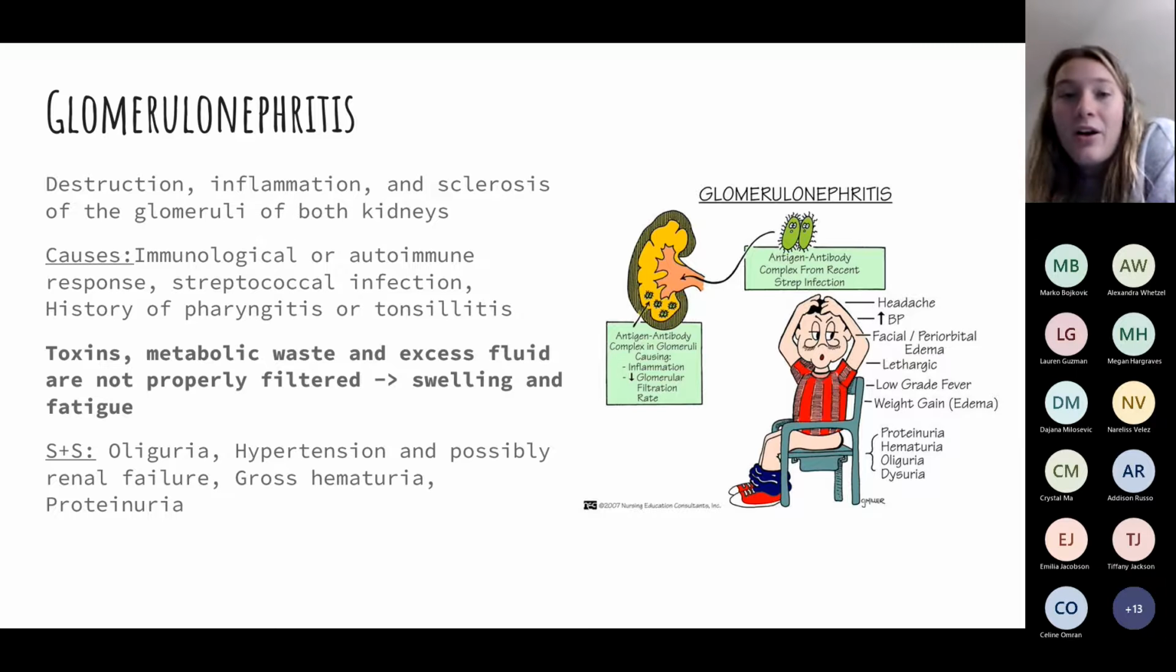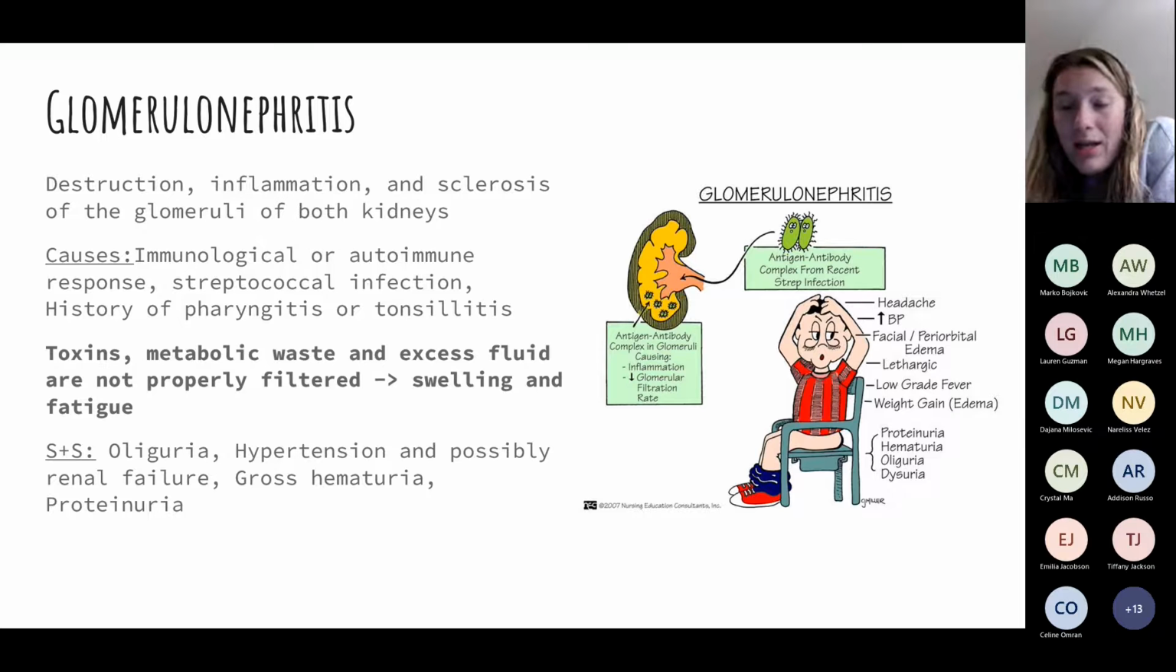So glomerulonephritis, we talked about our glomeruli filter blood. With this, there is inflammation in our glomeruli, and with inflammation, there is destruction. Our inflammatory process is a pretty harsh process. So there's lots of inflammation going on in the glomeruli, and it's going to actually damage the glomeruli.